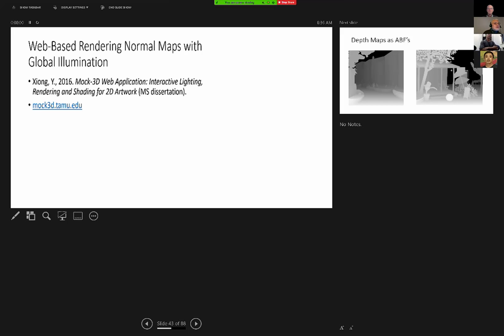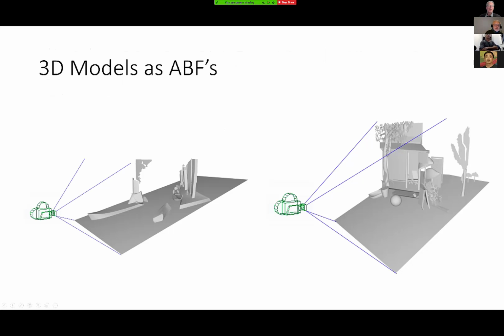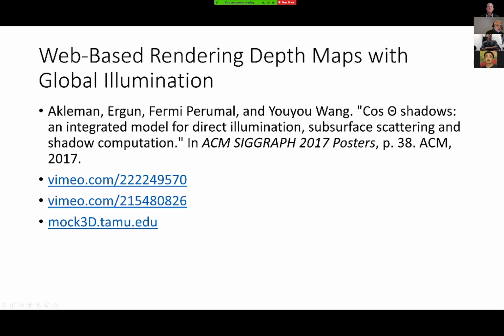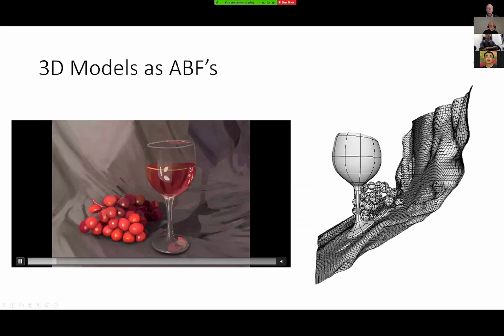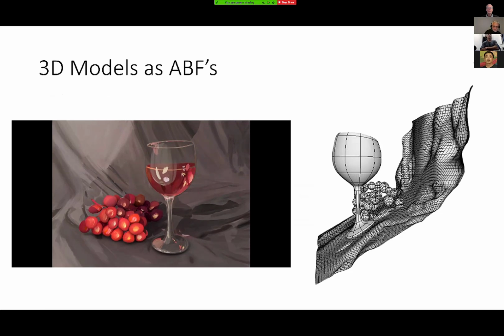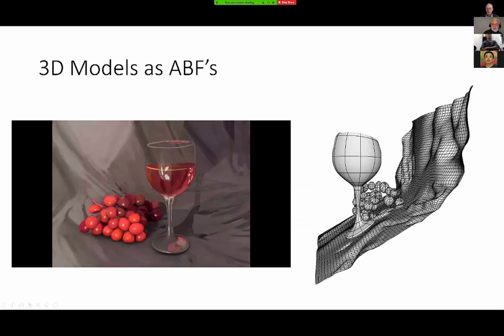So let me, okay. As I said, that depth map can be an ABF, and then I show you this example, and this is the Mach 3D that I showed you. And then the other one is the 3D models as the anamorphic body diff. That was an example. I will talk about right now the barycentric formula, why that's important.